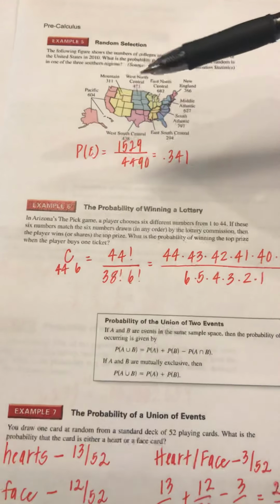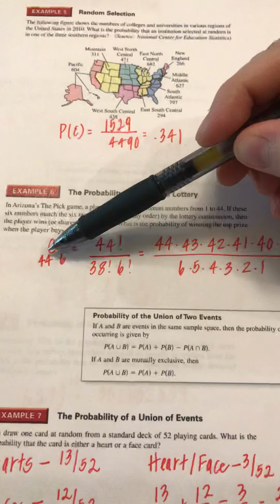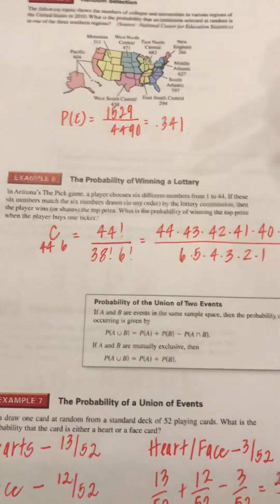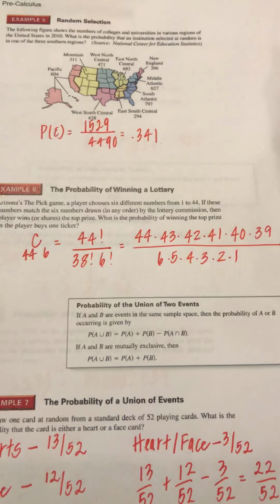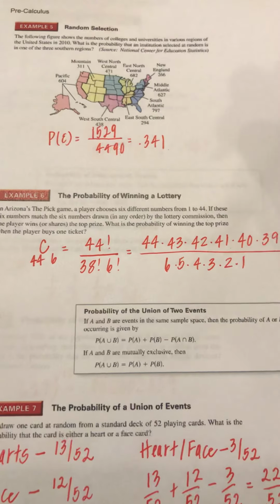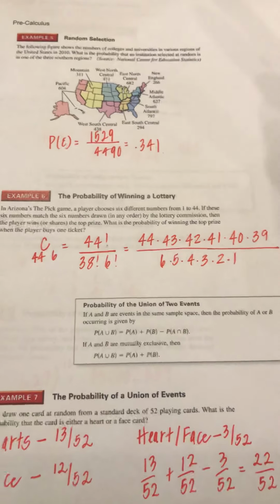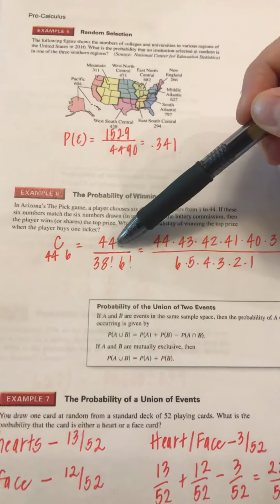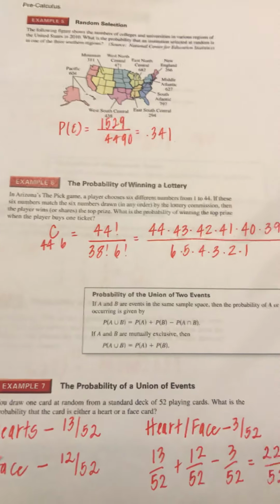In Arizona's The Pick Game, a player chooses 6 different numbers from 1 to 44. So I have a combination of 44 and 6. If these 6 numbers match the 6 numbers drawn by the Lottery Commission, then the player wins the top prize. What is the probability of winning the top prize when the player buys 1 ticket? So I put 44 on top. 44 minus 6 is 38, and a 6 also goes on the bottom.